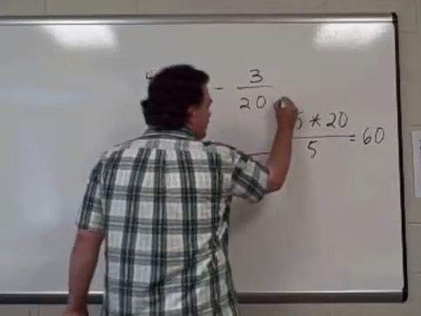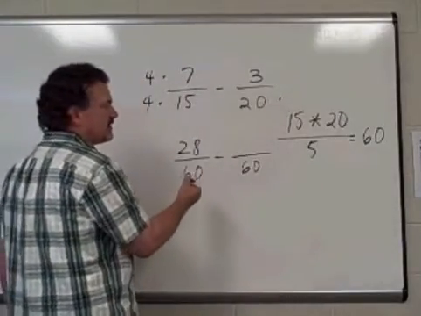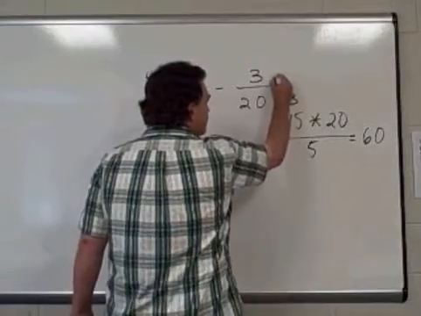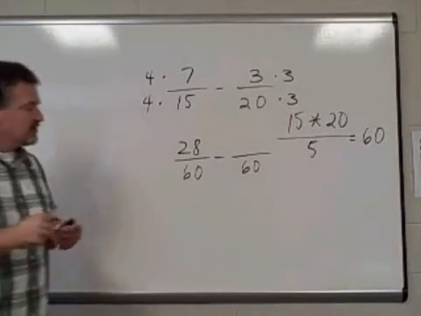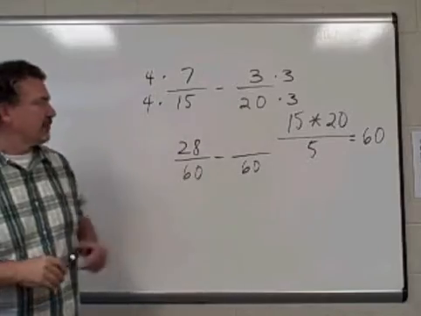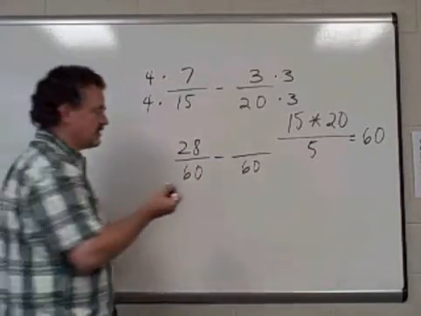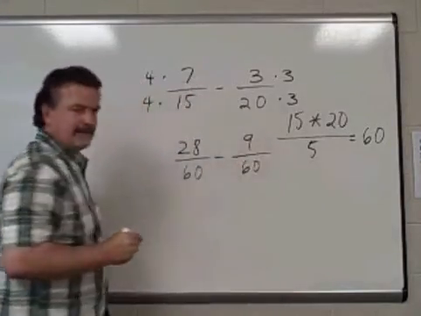What multiplier times 20 would make 60? Well, that would be the multiplier of 3. So we need to multiply the numerator by 3 in that fraction as well. 3 times 3 is 9.